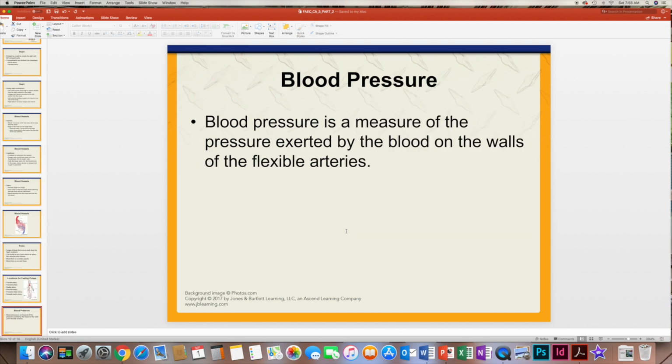Blood pressure is the amount of pressure that's exerted by the blood on the walls of the arteries. Blood pressure is another thing that's very important to learn how to take. In anatomy and physiology courses, you will be learning how to take blood pressure. We'll be touching on it in this course as well.